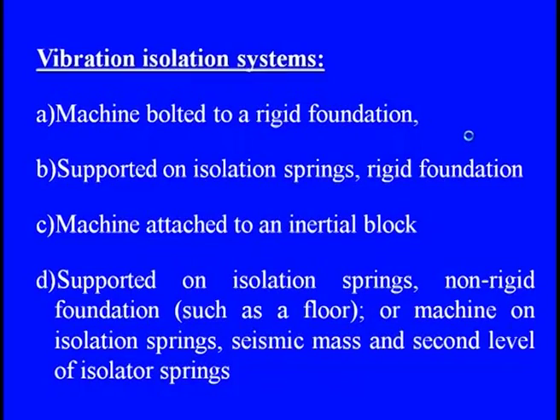So the system which we are calling the vibration isolation system consists of the machine bolted to a rigid foundation as we have seen, supported on isolator springs to the rigid foundations. Then there was a machine attached to an inertia block, isolated by the spring, and sometimes the seismic masses are in between. In the fourth diagram which we were discussing, the secondary suspension, the second level suspension, was there. So these are some of the effective ways of doing vibration isolation.